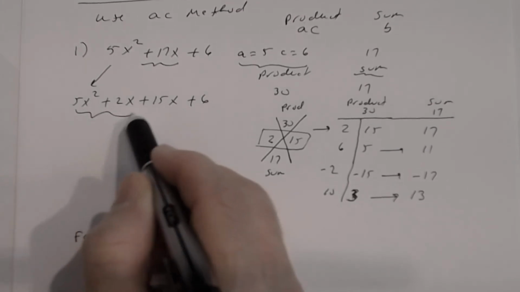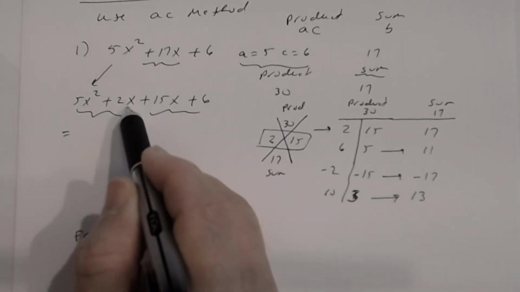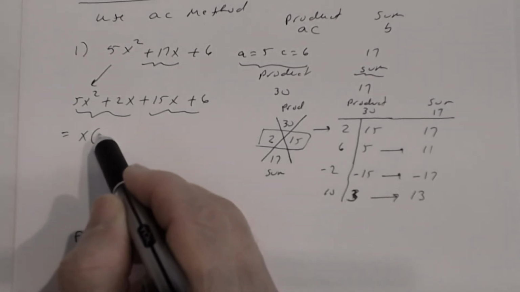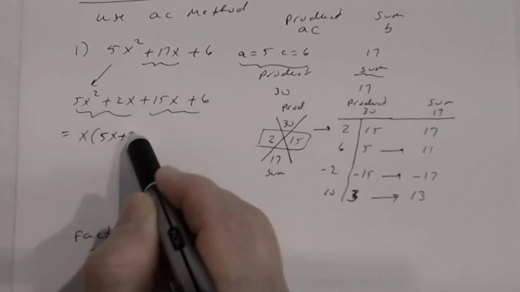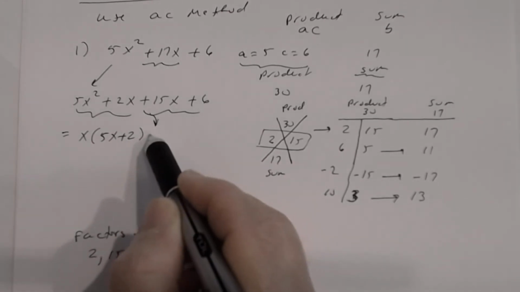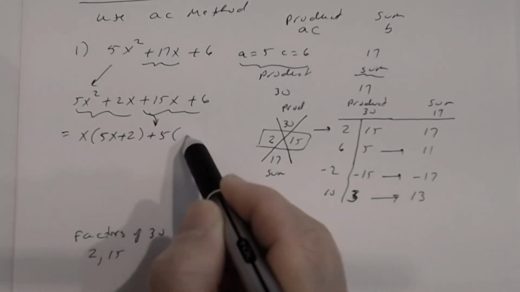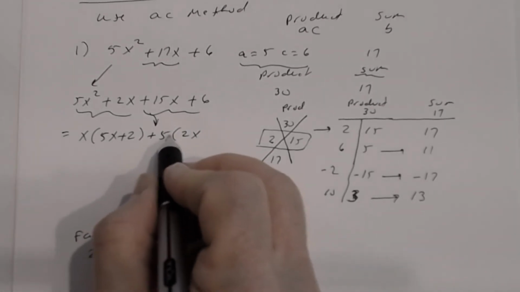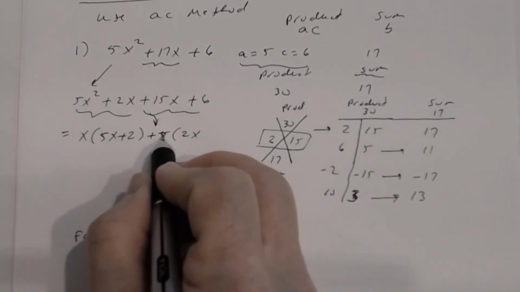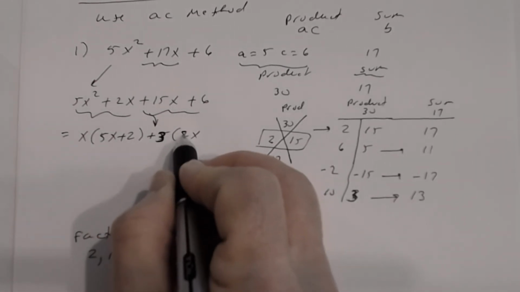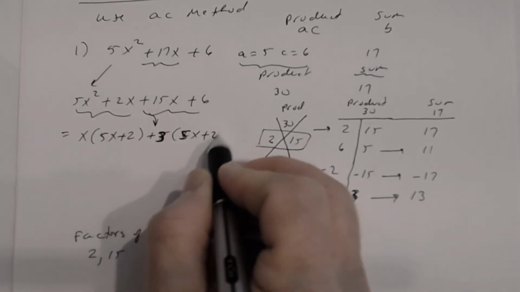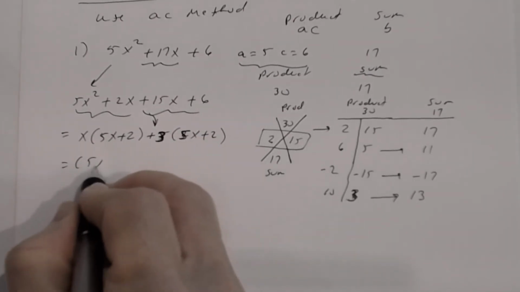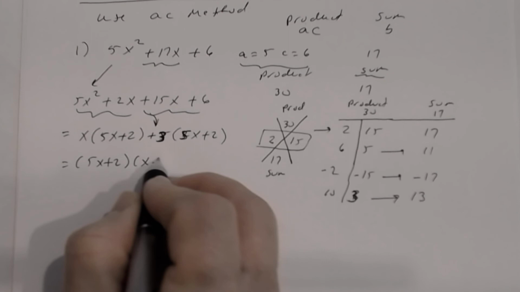And then once you do that, you're almost done. You group now. So over here I can factor out an x, and when I factor out the x, I get x times 5x plus 2. Over here I'm going to factor out a positive, excuse me, 3, right? So factor out a 3, and I get 5x plus 2. And so notice that these two factors are the same, so I get 5x plus 2 times x plus 3.